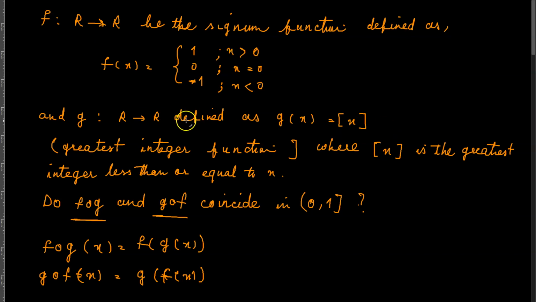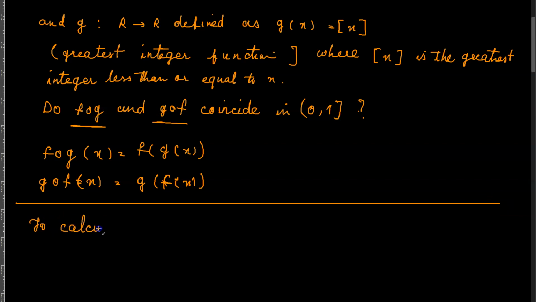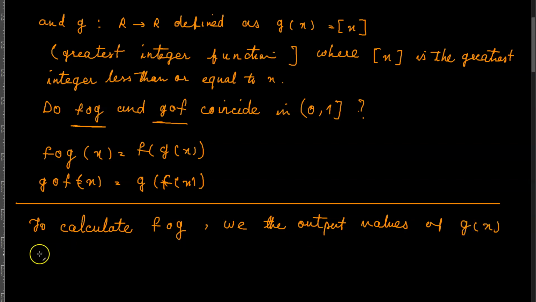Now if f is this function and g is this function, and if I want to calculate FOG, we need the output values of g of x over some period, and the reason for that is that FOG of x, let's say, is equal to f of g of x.